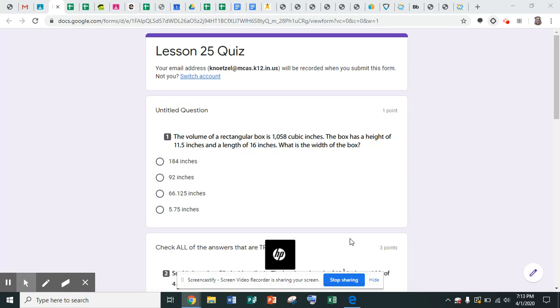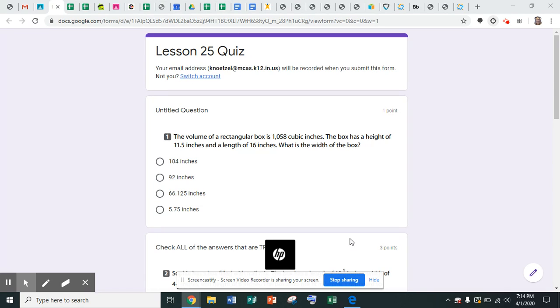All right, so number one, the volume of a rectangular box is 1,058 cubic inches. The box has a height of 11 and 5/10 inches and a length of 16 inches. What is the width of the box? Like I was just saying, you know the total volume, you know the height is 11 and a half, and you know the length is 16. You multiply those two numbers together, and then you divide 1,058 by that to get the other side.